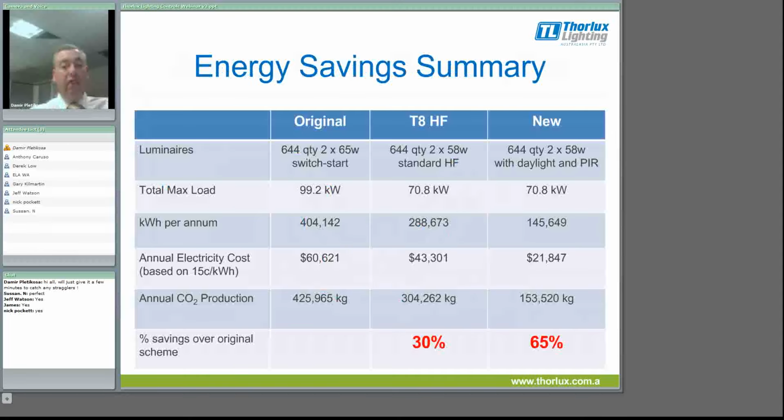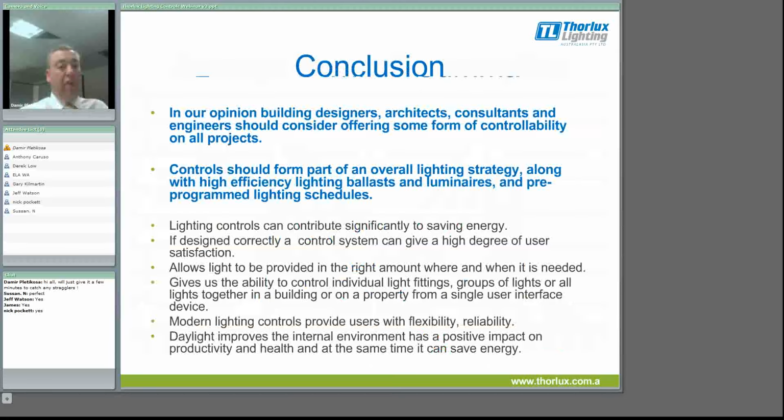And here's a little table showing those savings. Originally we used 2 by 65 watt old T12 switch start luminaires. We upgraded those to T8 high frequency luminaires, and as you can see from the bottom figure, that saved us around 30%. And then by upgrading simply to daylight linking and PIR control, we're now saving over 65% on our lighting energy bills.